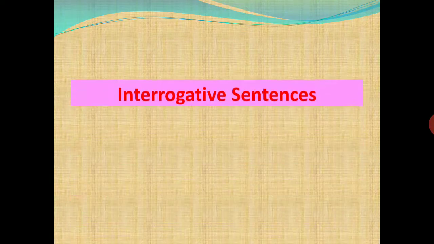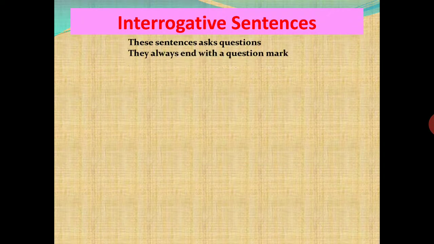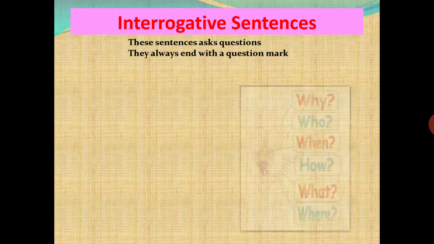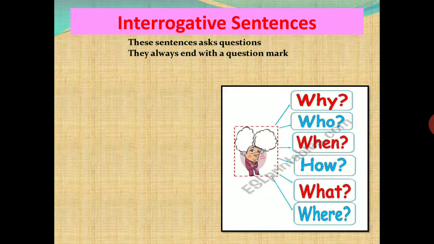Let us move on to our second kind, interrogative sentence. In interrogative sentences, we ask a question, and when we ask a question, it ends with a question mark. And when we ask a question, we make use of WH form questions like why, who, when, how, what, where. So these are the WH form questions which we use to ask a question.